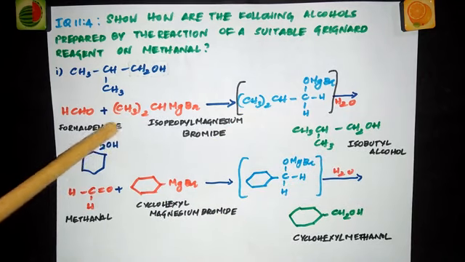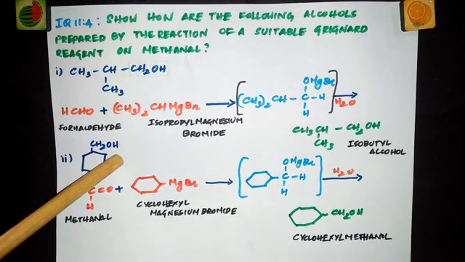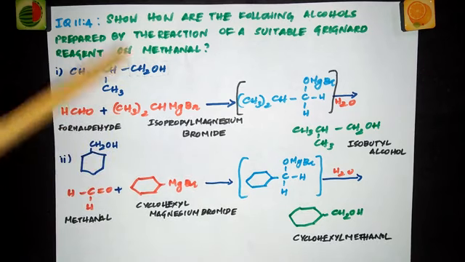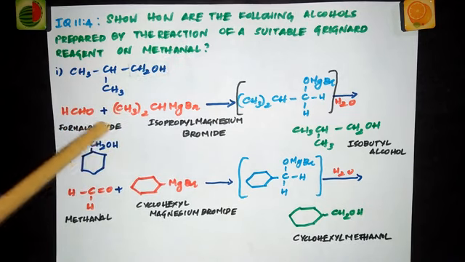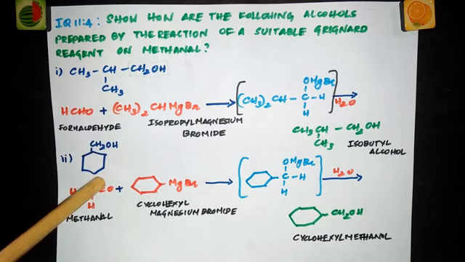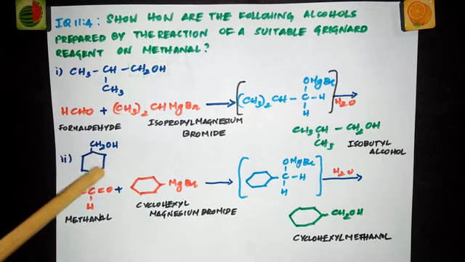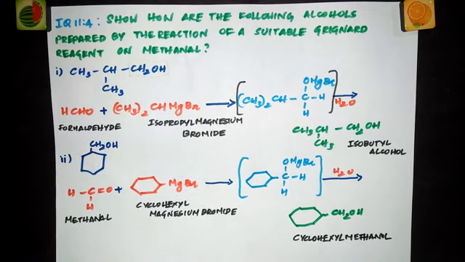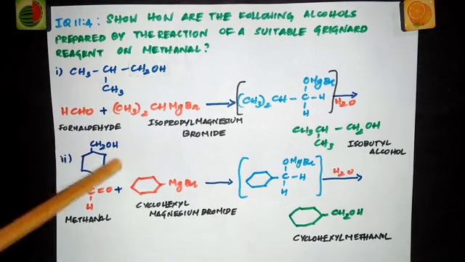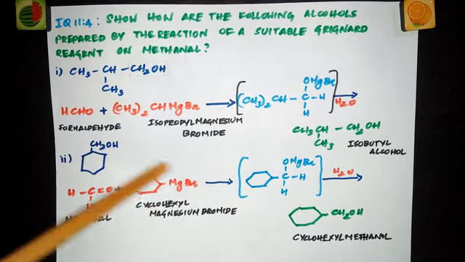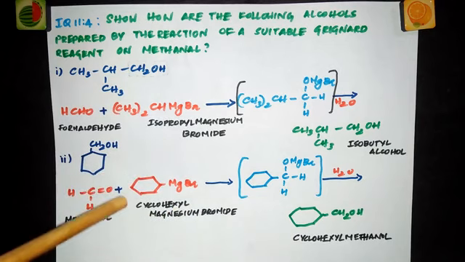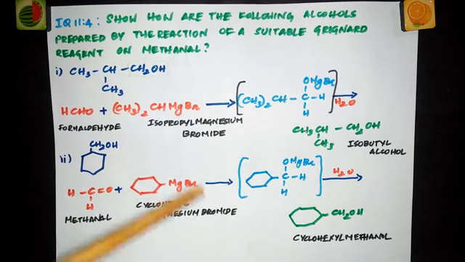And the next one is this. This is the product given and they are asking you what Grignard reagent can be treated with methanal to get this product. As I told you, leave the CH2OH. What alkyl part is here? Cyclohexyl part. So this is C6H11 part, because C6H5 is phenyl. This is not phenyl, this is cyclohexyl part. This with MgBr, this is the suitable Grignard reagent. This is called cyclohexyl magnesium bromide.